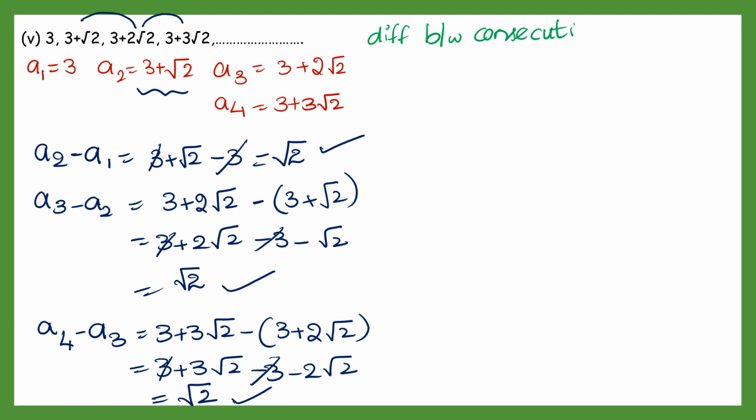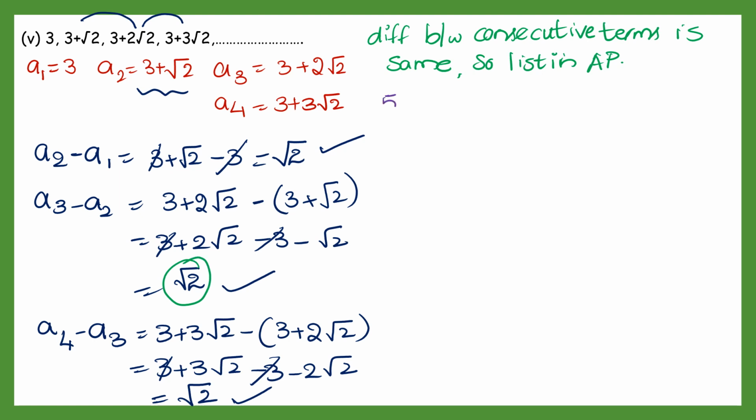So the difference between consecutive terms is same. So the list is in arithmetic progression. You got the common difference as what? Root 2.